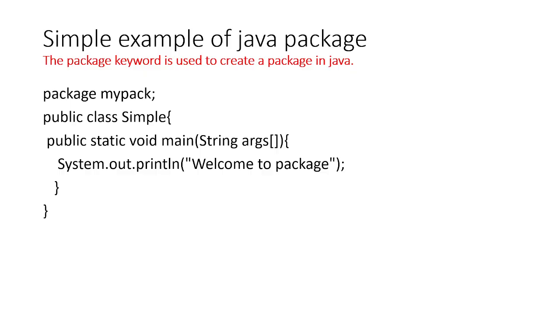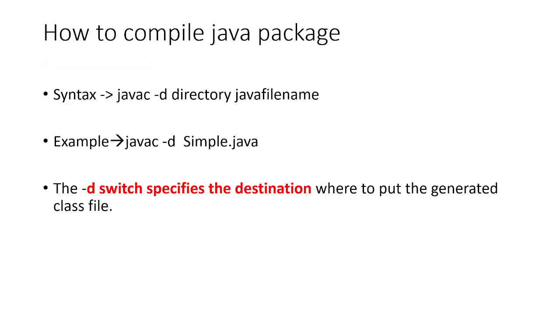Here is a simple example of a Java package. Package is a keyword, and the name of the package is mypack. The class name is Simple. If you want to declare the class within a package, use the access modifier public, and the main method will start with System.out.println("Welcome to the package"). How to compile the Java package? javac -d directory, then the Java file name. Again, you have to specify the name of the class, that is Simple.java.